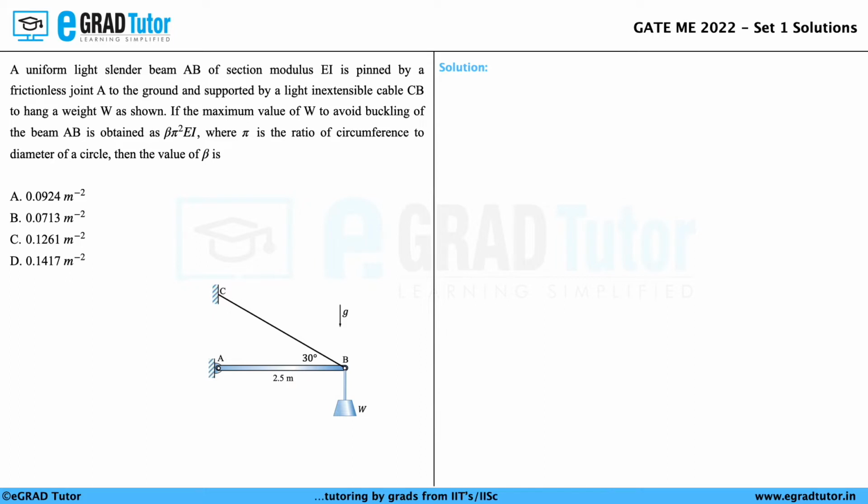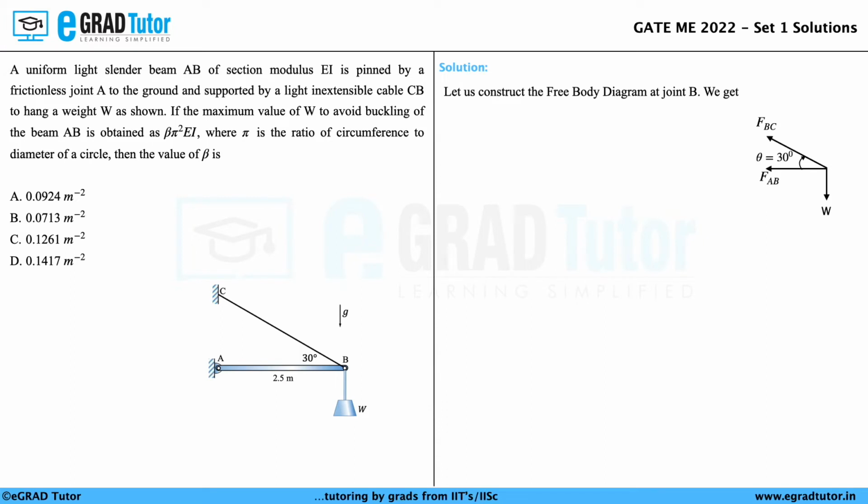This is quite an interesting question, guys. This tests the student's ability in engineering mechanics and mechanics of materials. Let's look at the solution. Let us first start the solution by constructing the free body diagram at joint B. This is what we get.